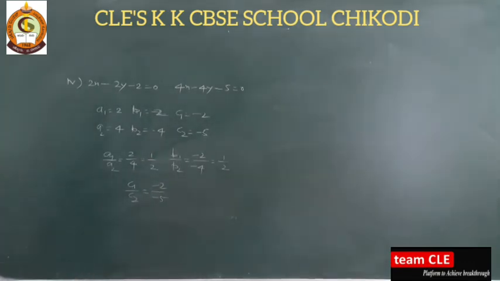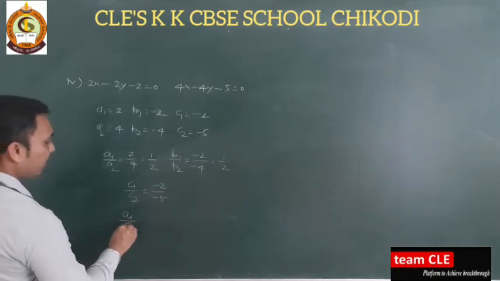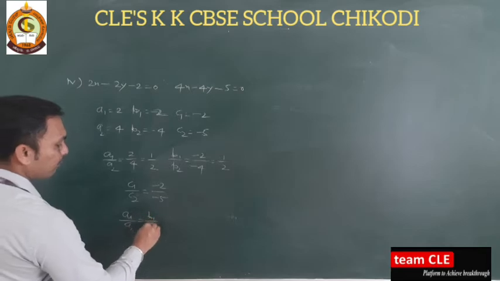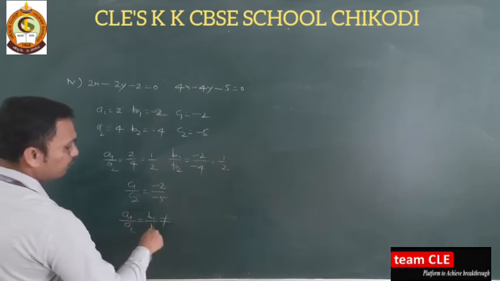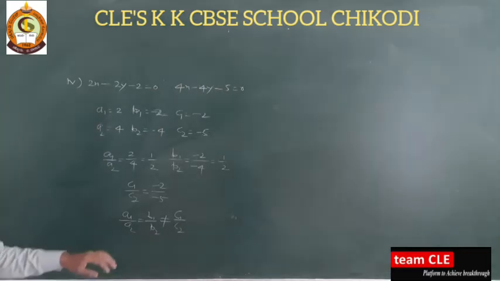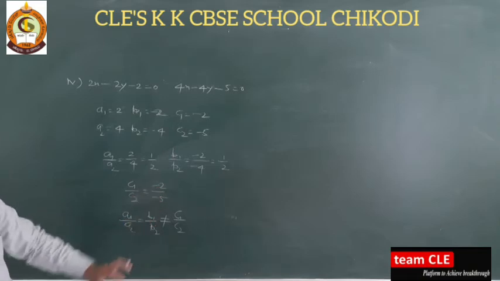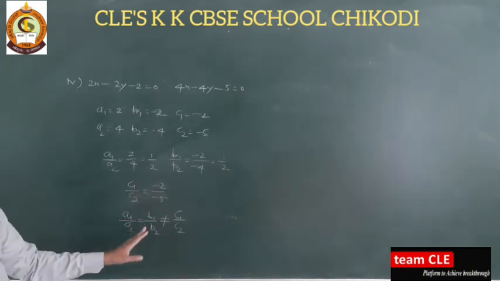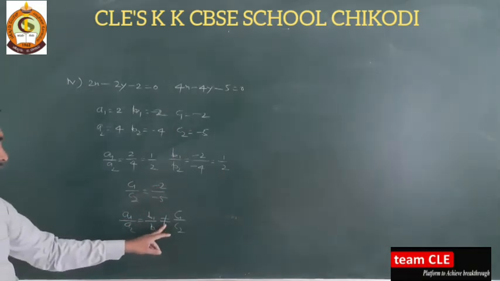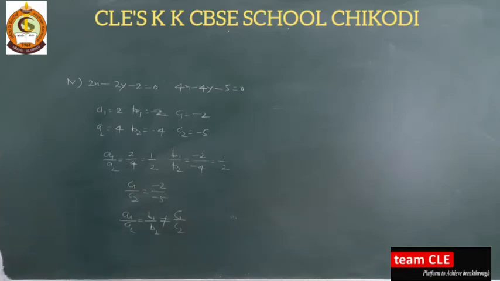Just you can see here again, a1 by a2 is 1 by 2, and b1 by b2 is also 1 by 2, next we have 2 by 5 here. This a1 by a2 is equal to b1 by b2, but this b1 by b2 is not equal to c1 by c2, isn't it? So just you can see here.